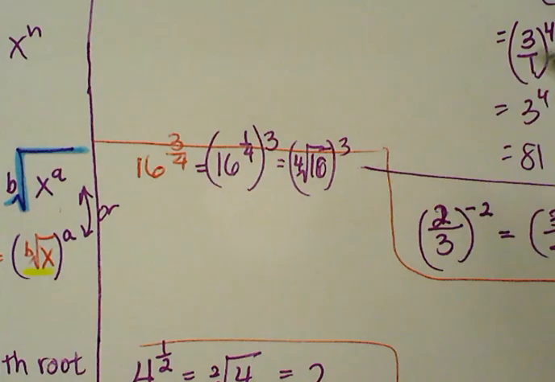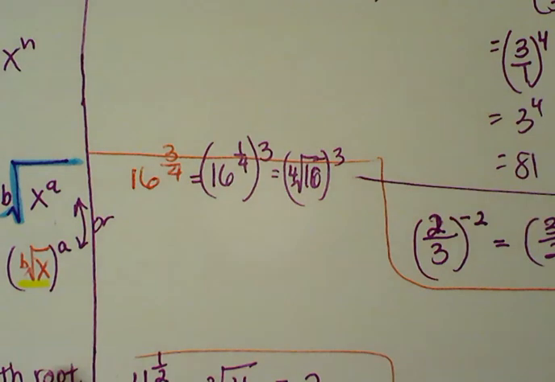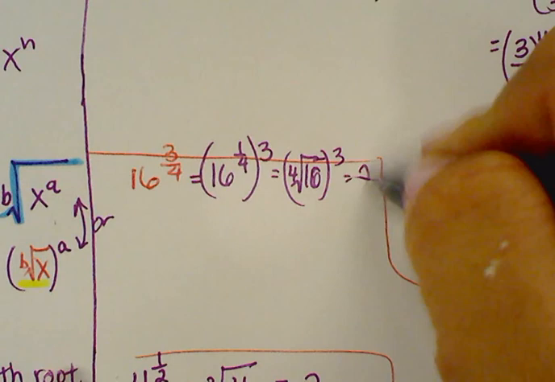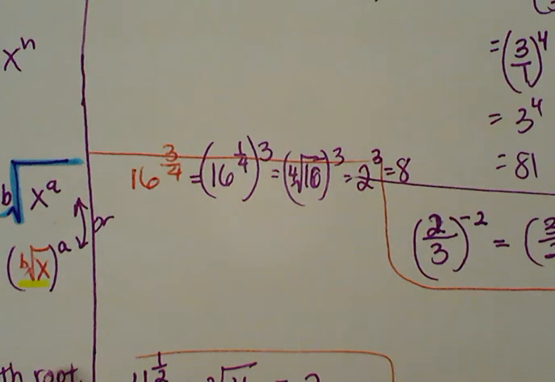Okay, so what times itself 4 times gives you 16? 2. 2 times 2 times 2 times 2 is 16. So that means it's 2 cubed, which is 2 times 2 times 2, which is 8. Okay?